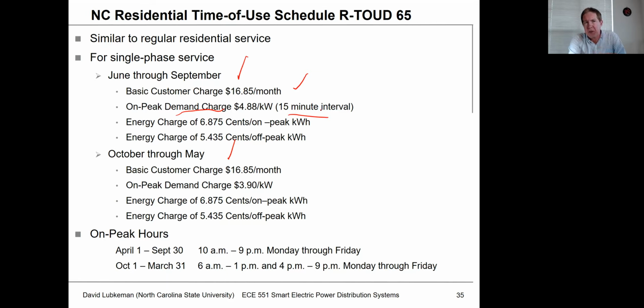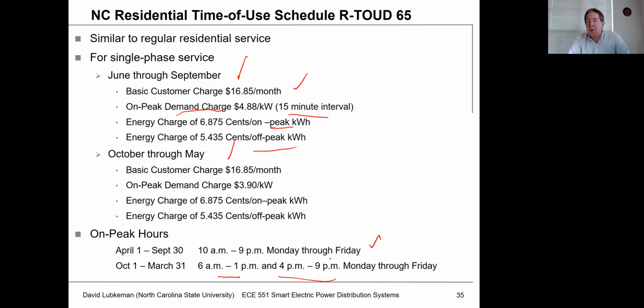So this is something that would come off of a smart meter. And then you have energy charges on here as well. This energy charge depends on whether this is a peak time or an off-peak time, and the peak versus off-peak time depends on the time of day. If you're in the April through September time frame, then it goes 10 to 9 during the week. If you're in the October 1st through March 31st time frame, it goes either between 6 to 1 p.m. or 4 to 9 p.m.